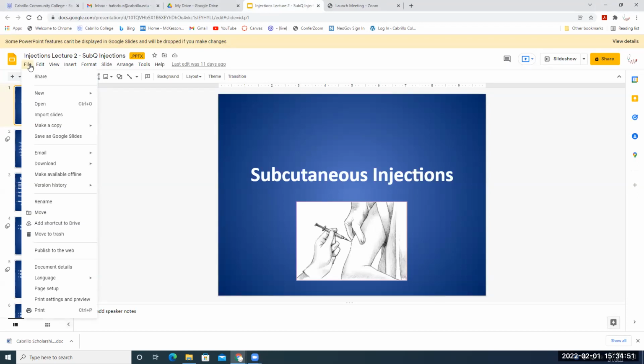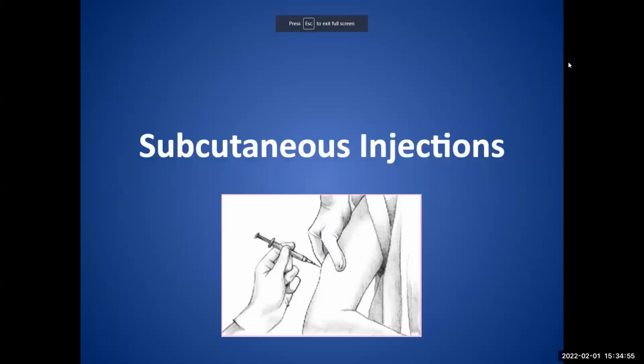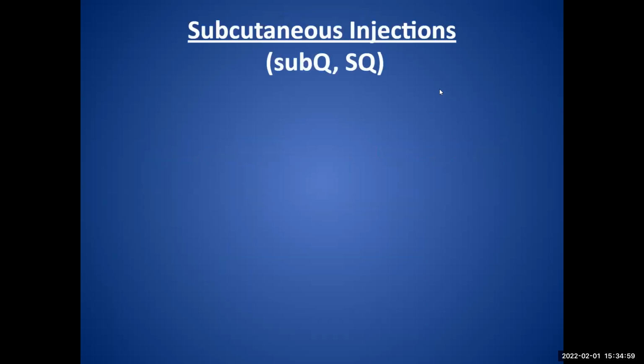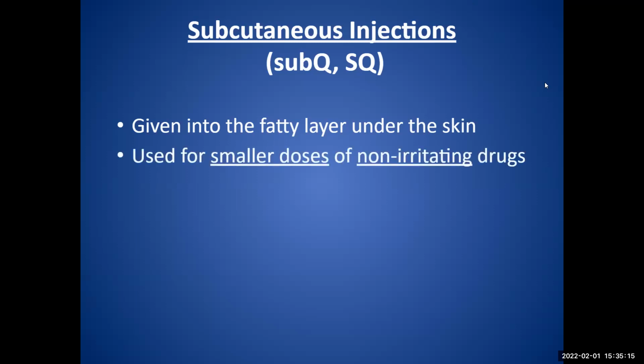It's Instructor Hannah here, and we're going to talk about subcutaneous injections. These are usually known by sub-Q or SQ for short. These injections are given into the fatty layer underneath the skin, and it's used for smaller doses of non-irritating drugs.